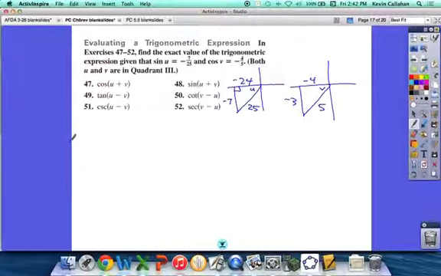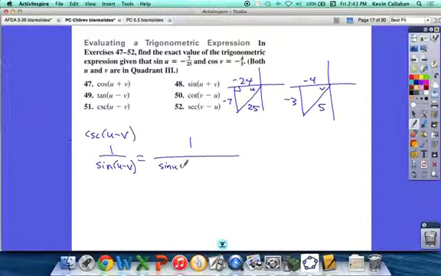Okay, so now let's see. If we're going to do the cosecant of u minus v, the thing is we don't have a formula for the cosecant, so what are we going to do? 1 over the sine, right? So 1 divided by the sine of u minus v. So let's do the sine of u minus v: sine u cosine v minus cosine u sine v.